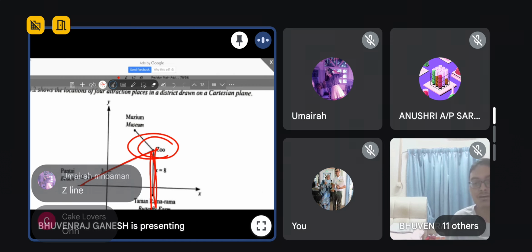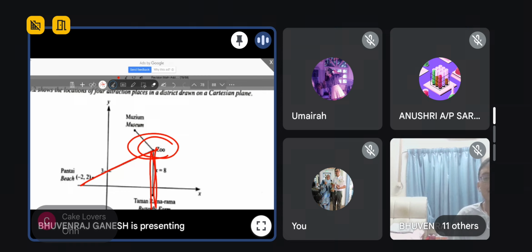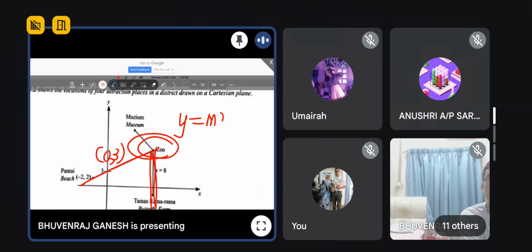Yes, very good for boys team. Okay, the answer is beach to zoo. We have to find the gradient of this line first. Why? Because we have two coordinates. Betul? Kita ada dua coordinate. So you can find gradient. So you can form the equation of this line. Cari persamaan garis ni. Okay, so how to form equation? We use y equal to mx plus c.